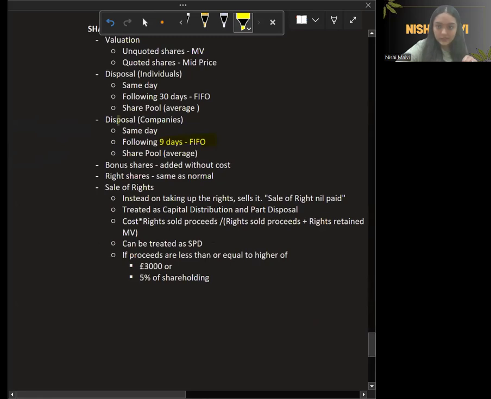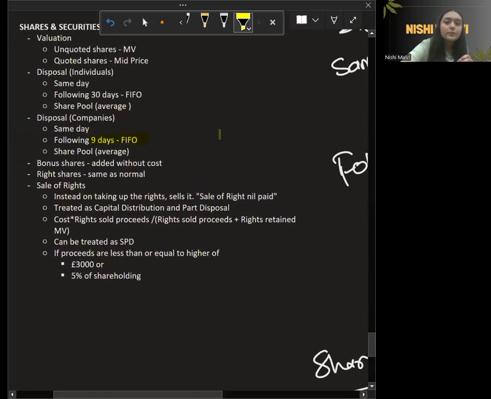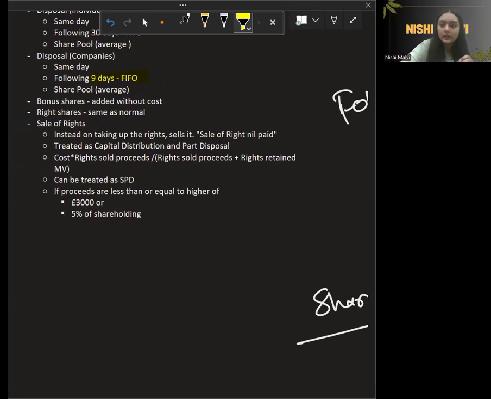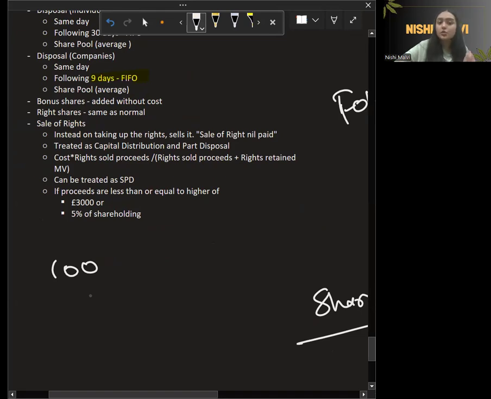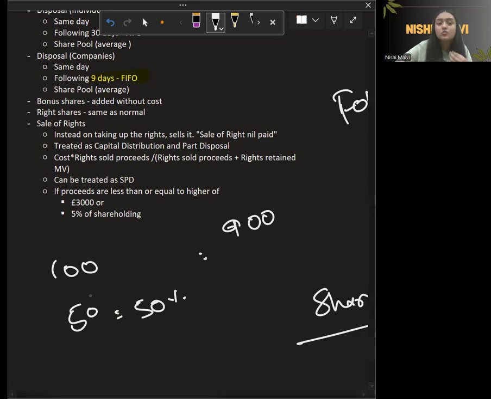Now, when you get rights shares, you will treat them the same way as you treat your normal shares. What are rights shares? I'll explain. Suppose a company wants to expand, and, just taking a small hypothetical example, the company issued 100 shares in the market, and I purchased 50 shares, which is 50% ownership. Now, if the company wants to expand, they need more money, they will issue 1,000 shares. So I'm considering that they will issue an additional 900 shares to expand.